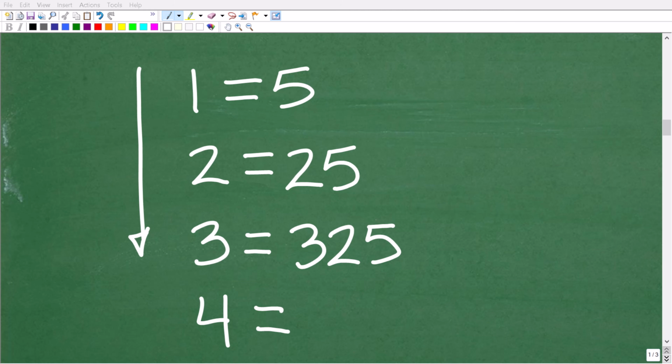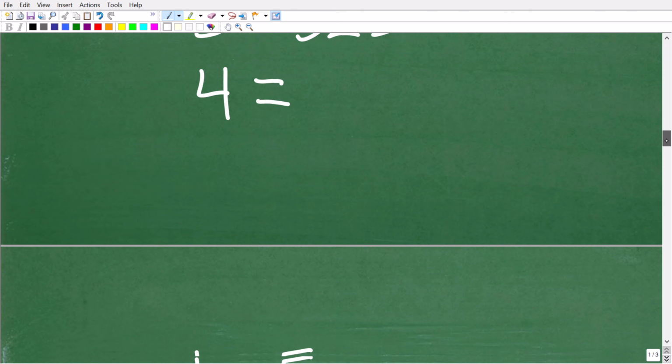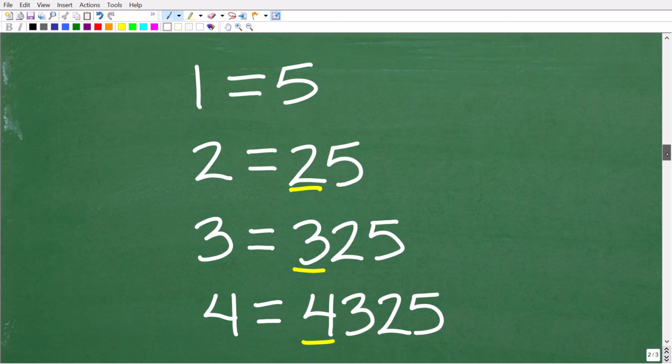So as I indicated, what we're talking about here is logic. So don't get too caught up in mathematics per se. Try to look for a pattern. So 1 is equal to 5, 2 is equal to 25, 3 is equal to 325. What is 4 equal to? Because if we can figure out what 4 is equal to, then of course we know the pattern and we can figure out what 5 is equal to. So let's go ahead and answer that question right now.